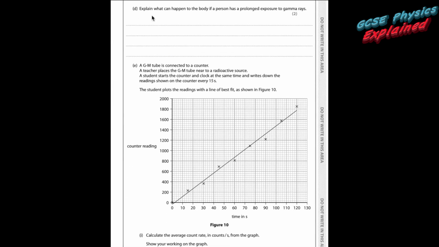Question D. Explain what can happen to the body if a person has a prolonged exposure to gamma rays. Right, always give the same answer whether it's worth 1 or 2. You say it damages cells and causes cancer. That's the easiest way of getting your 2 marks.